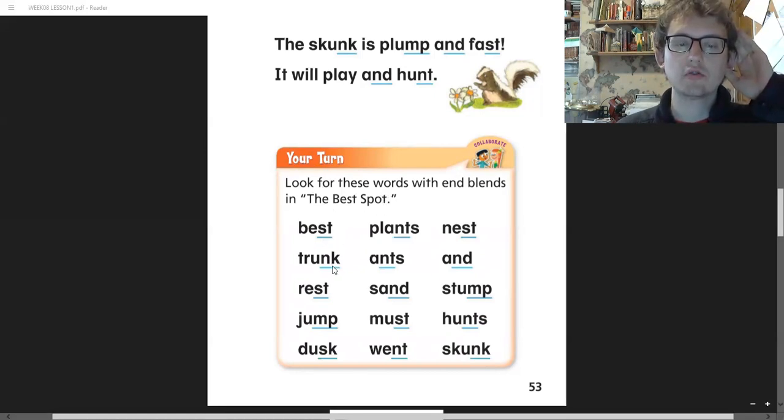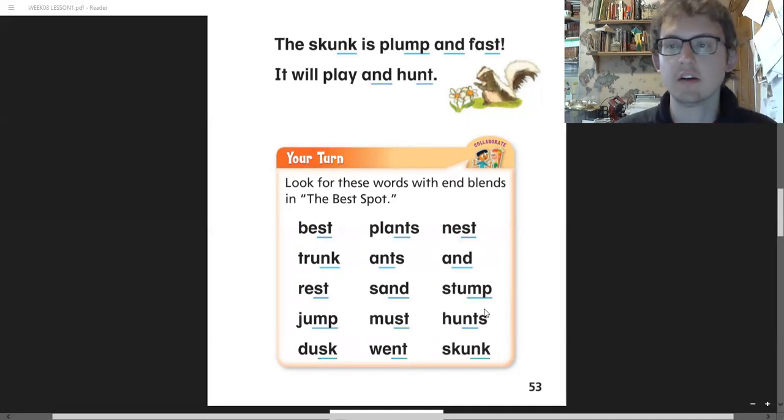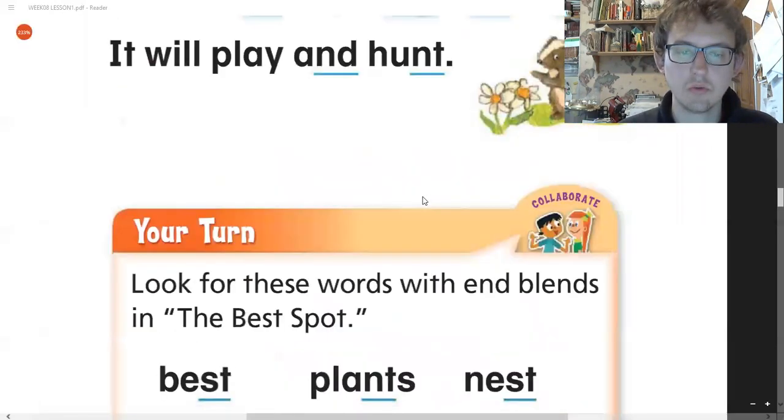Best, trunk, rest, jump, dusk, plants, ants, sand, must, went, nest, and, stump, hunts, skunk. Okay, very good. Now, if you have any questions or want to practice more, you can practice, but we're going to go to the next page and learn some new words.